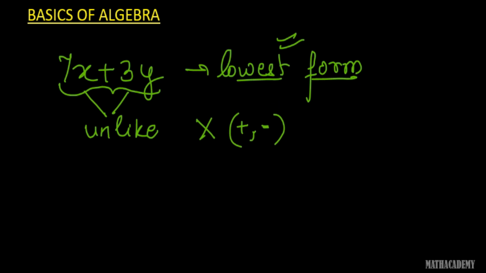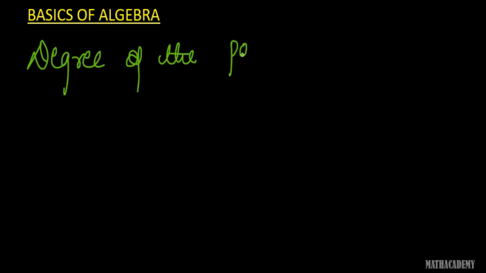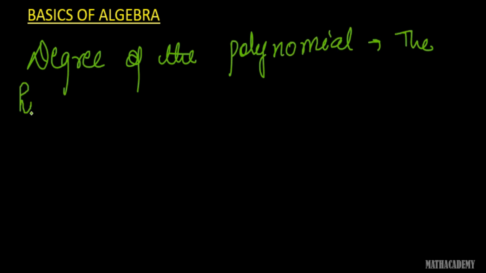Okay, and there is one more term which we use with algebraic expressions very frequently, called the degree of a polynomial. What is the degree of the polynomial? The degree of a polynomial is the highest power of the variable.